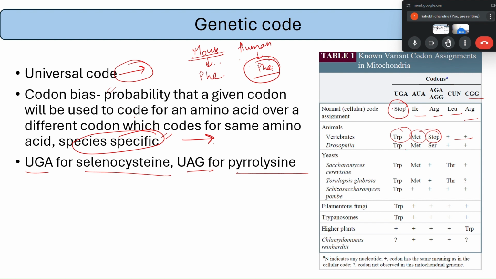The same is the case with Drosophila. In yeast, for example Saccharomyces cerevisiae, the common brewing yeast, UGA codes for tryptophan and AUA for methionine, and CUN, which is for leucine, codes for threonine. The same is the case with filamentous fungi, trypanosomes, or higher plants. So there can be species variation also.